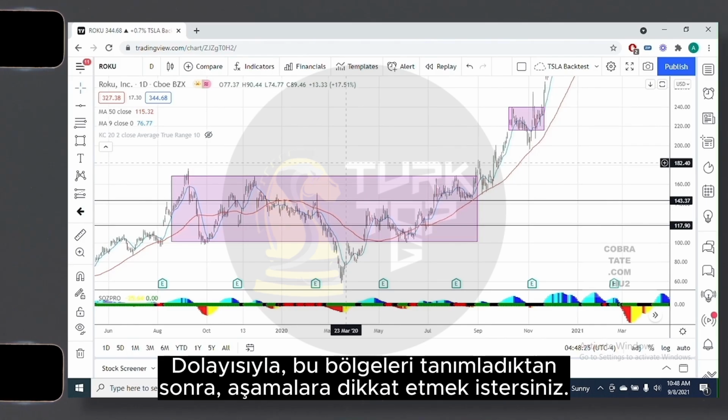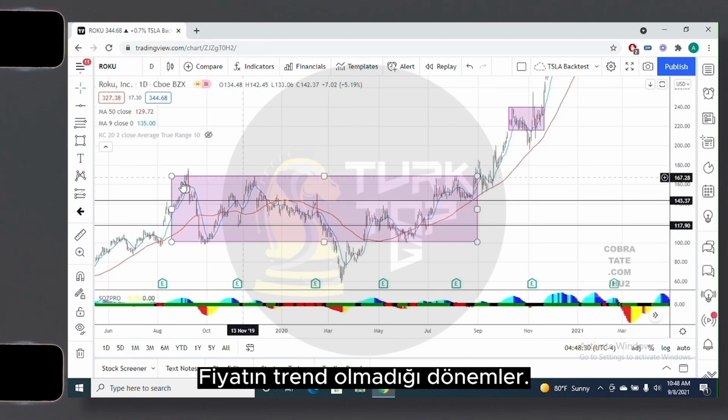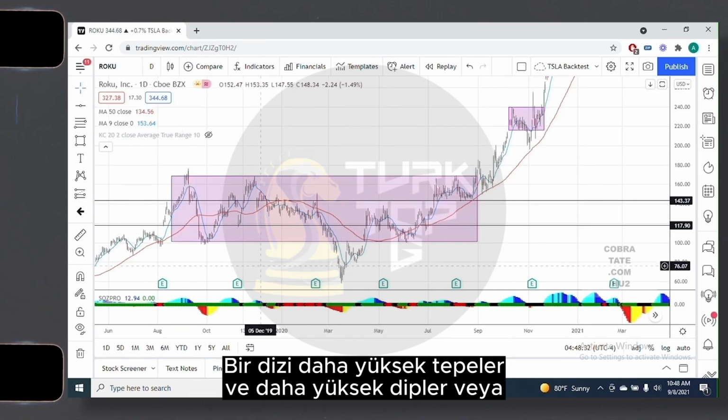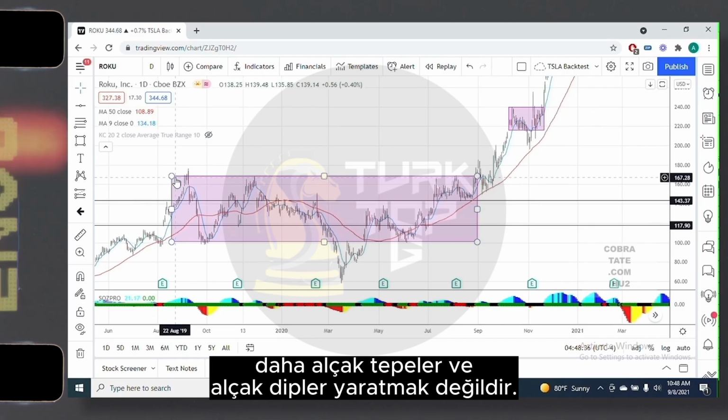All right, so once you have defined these zones, you want to look out for periods in time when the price is not trending. It's not creating a series of higher highs and higher lows or lower highs and lower lows.